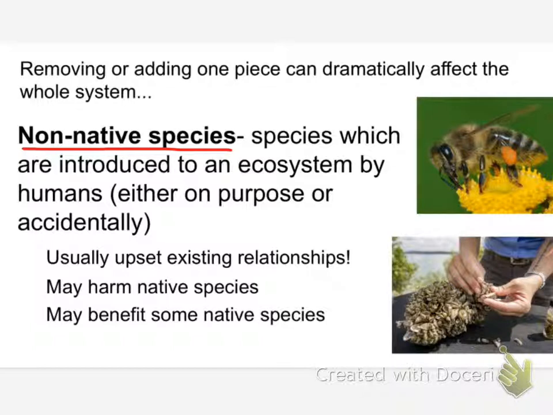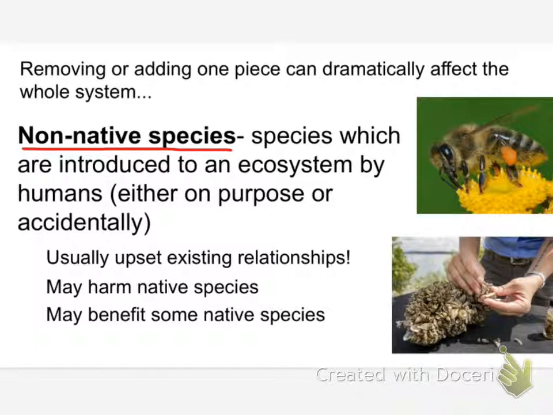So a non-native species is introduced to an ecosystem by humans, and sometimes this happens on accident, sometimes it's intentional. We have introduced some species on purpose to great detriment. And this usually throws things off balance. Now, sometimes we get back to balance pretty quickly, but sometimes it takes time. That top picture has two species in it. What's one of them?